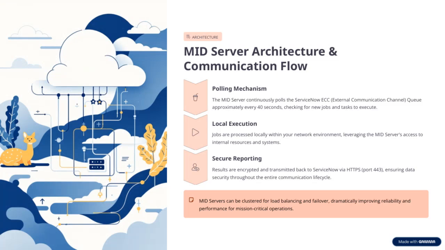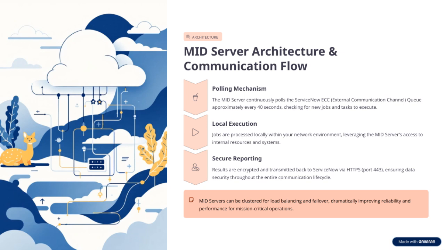Let's take a closer look at the architecture and communication flow of the mid-server. First, you'll notice that mid-servers can be clustered together. This clustering allows for load balancing, meaning the workload is shared across multiple servers, which helps prevent any single server from becoming a bottleneck. It also provides failover capabilities, so if one server goes down, others can take over seamlessly. This setup significantly boosts the reliability and performance of mission-critical operations.